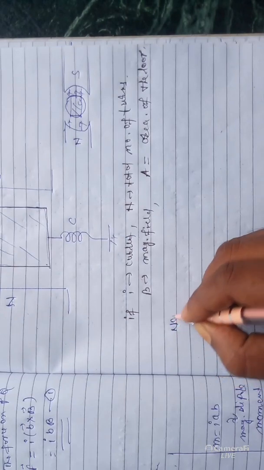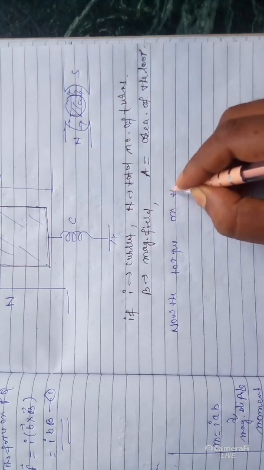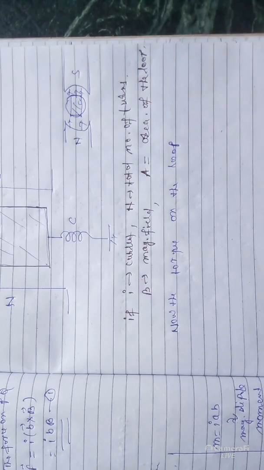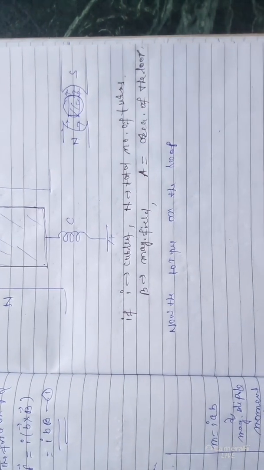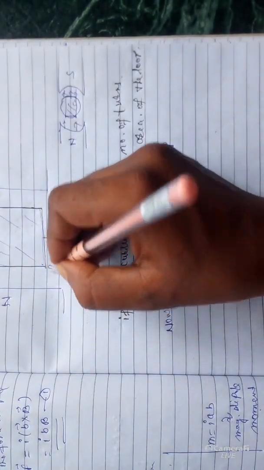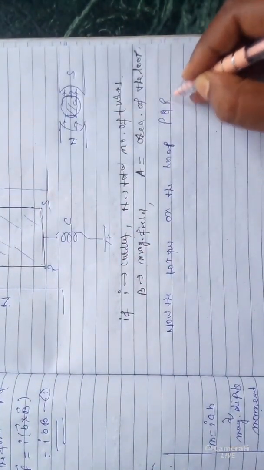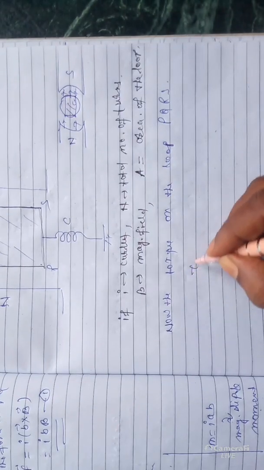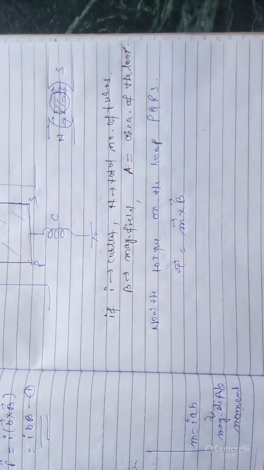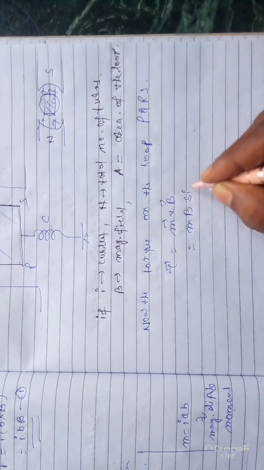Now the torque on the loop PQRS, what will be the value? We have already calculated torque tau is equal to m cross B. Yes or no? m cross B means mB sin theta.